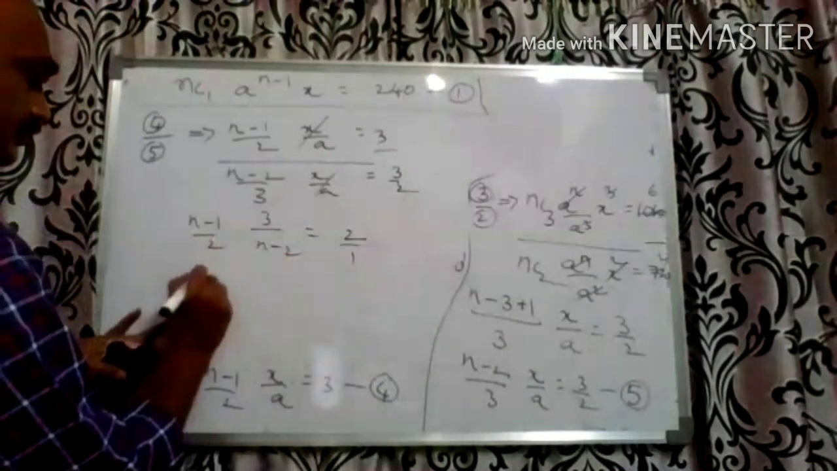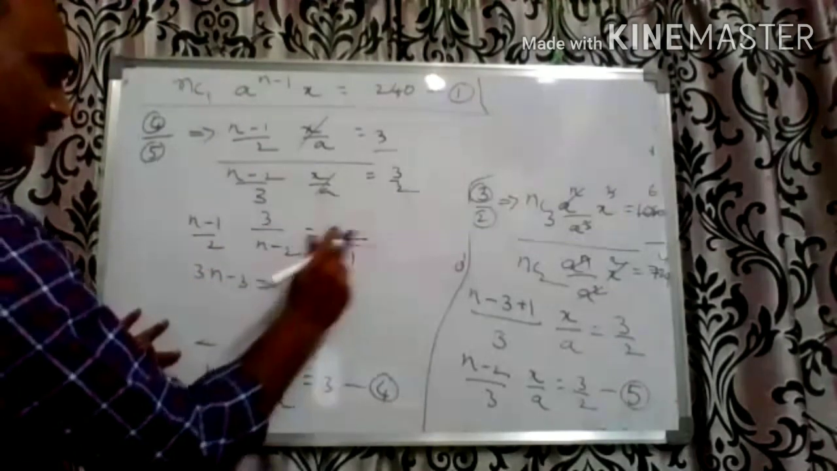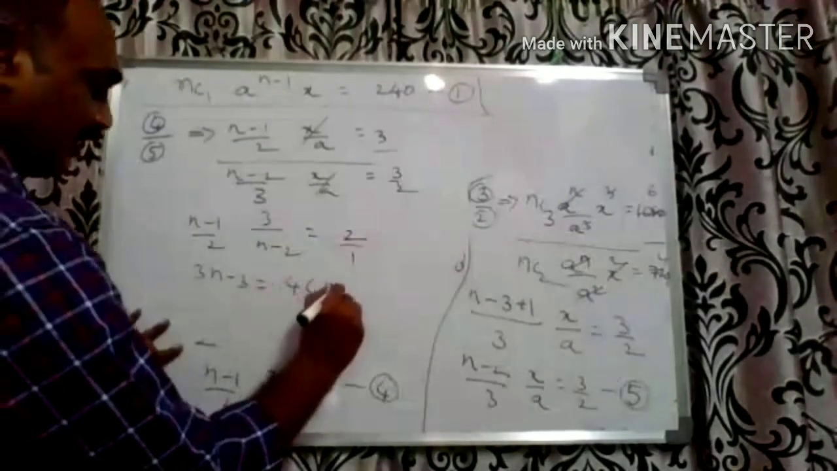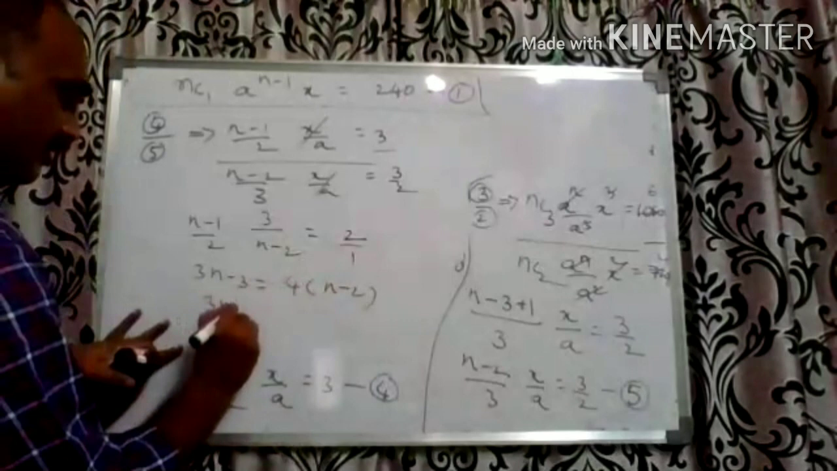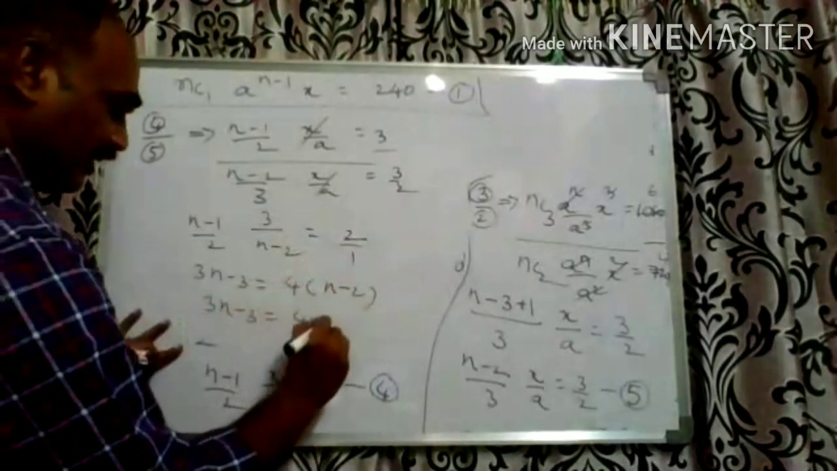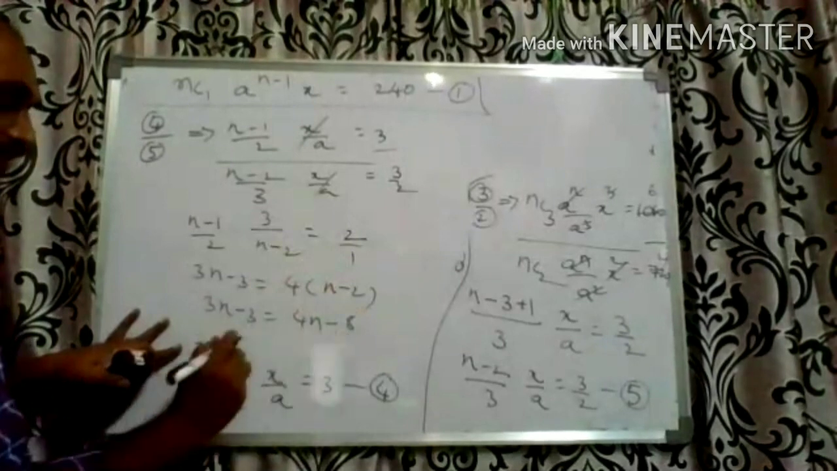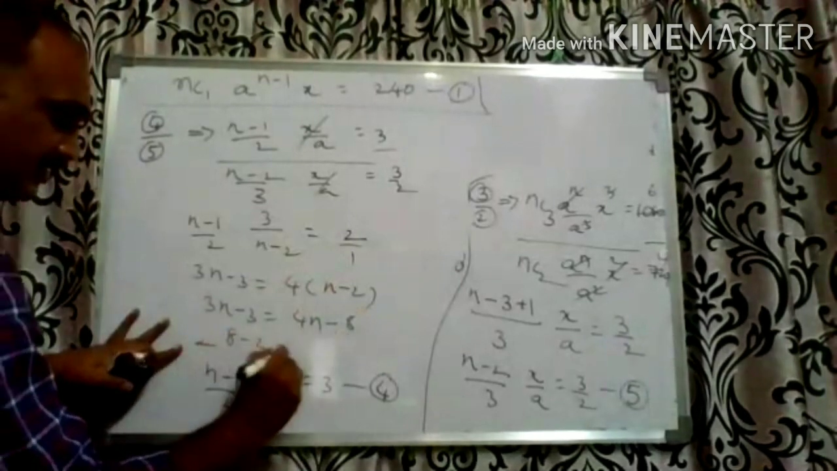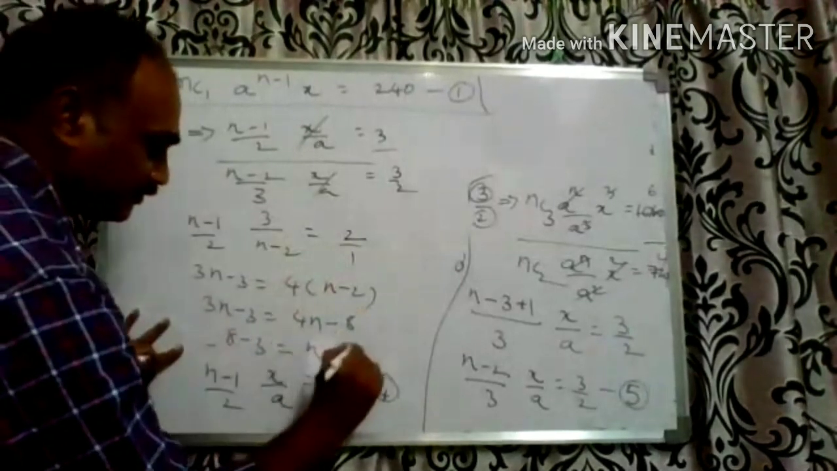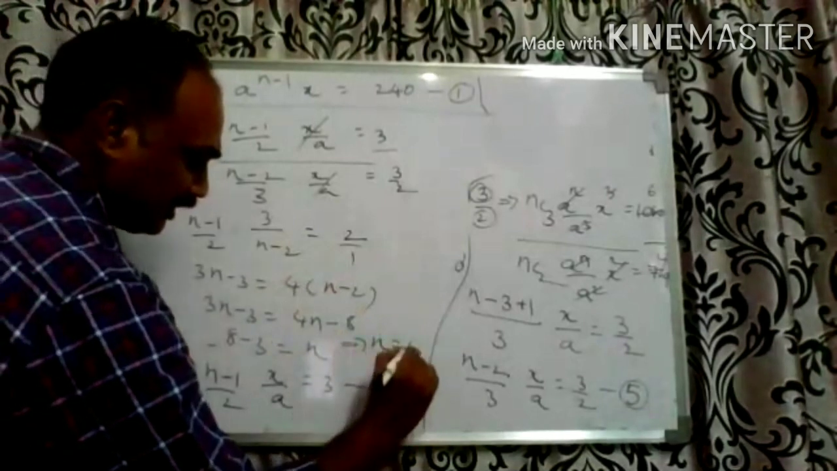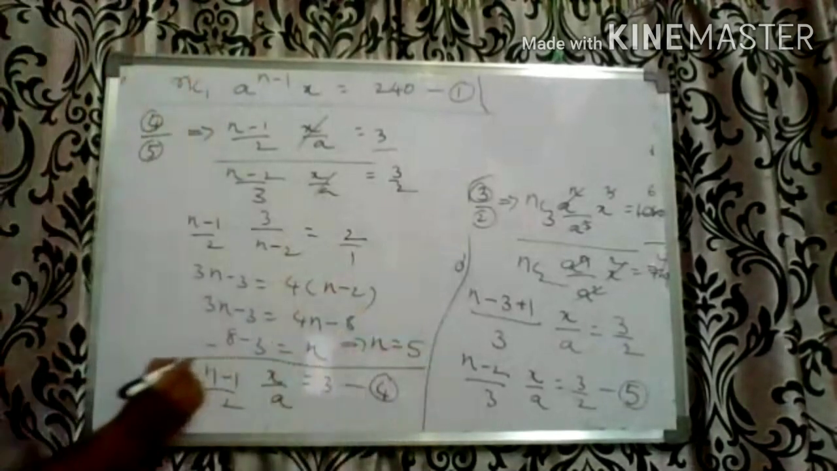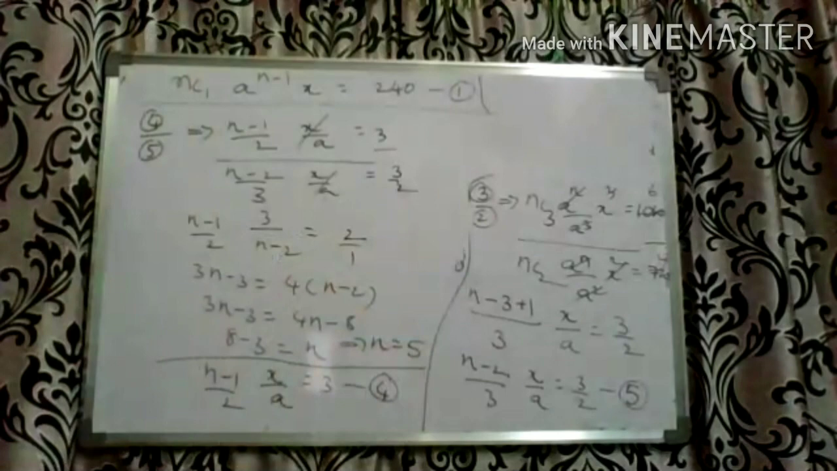Next, n minus 1 is equal to 2 into 2, 4, 4 into (n minus 2). So n minus 1 is equal to 4n minus 8. Okay, take this one to the left hand side: 8 minus 1 is equal to 3n. n is equal to 5. So n is equal to 5.